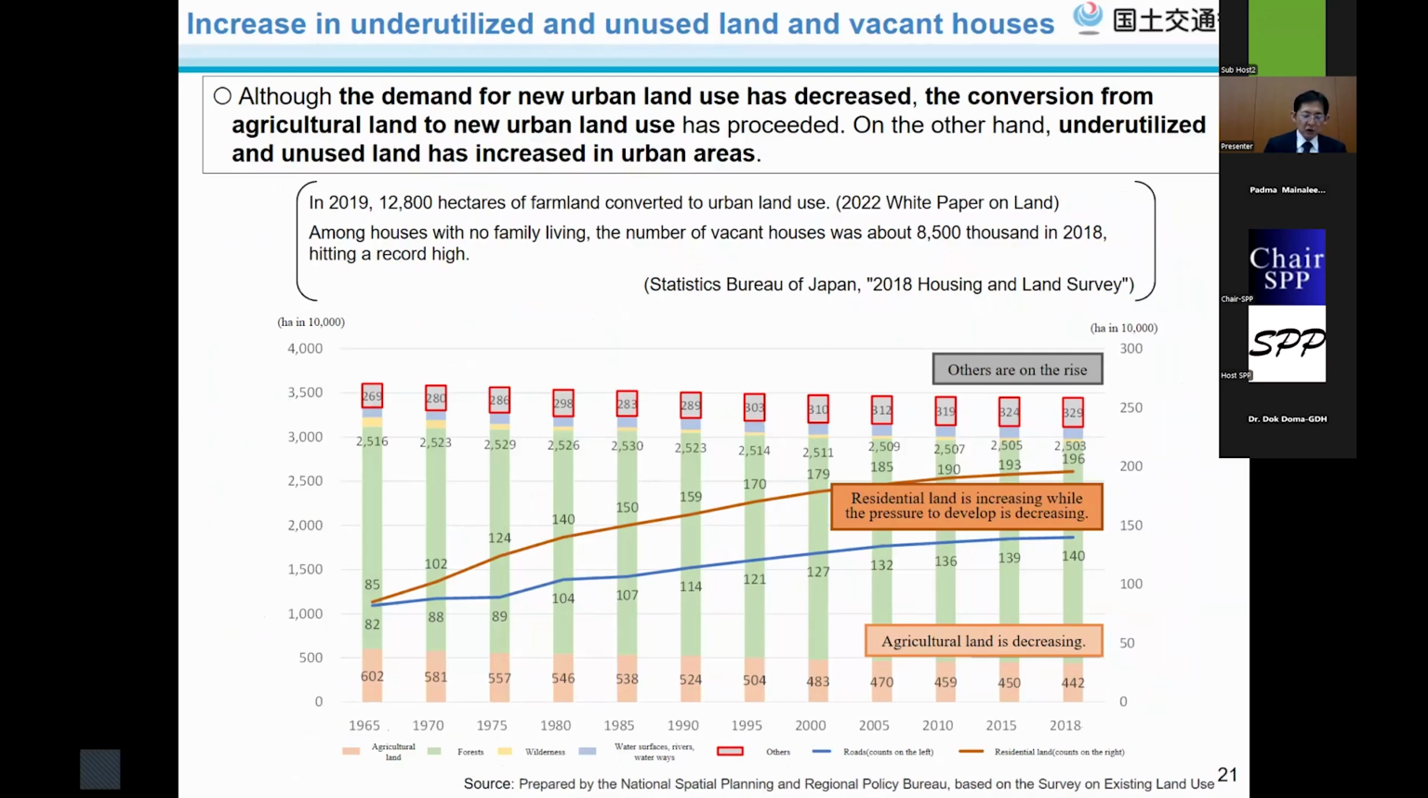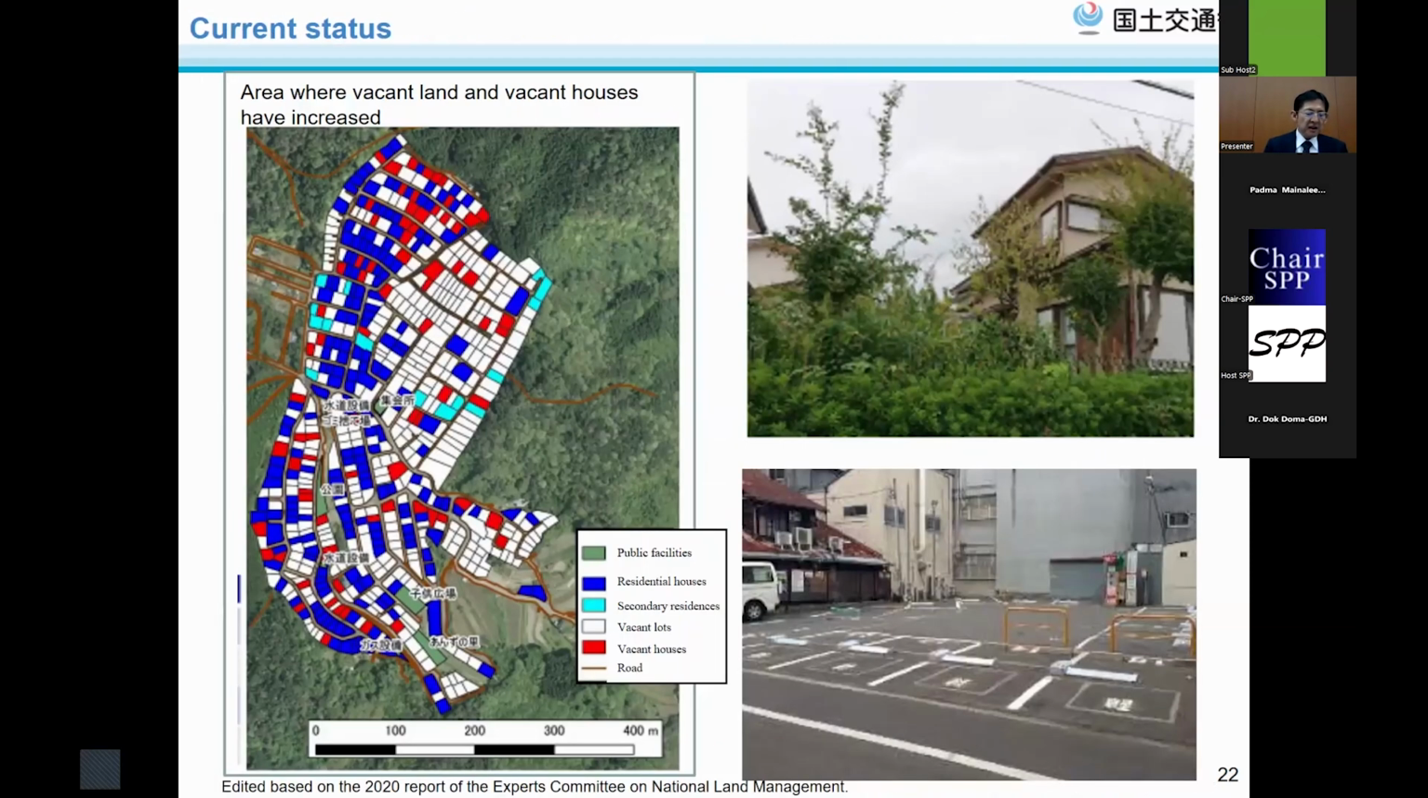So this shows a situation of underutilized and unused land and vacant houses. Though we have population decrease, there is also vacant agricultural land, and therefore demand for new urban land is increasing. And so we are seeing that the conversion from agricultural land to new urban land use is still continuing. So we need to really rethink this policy.